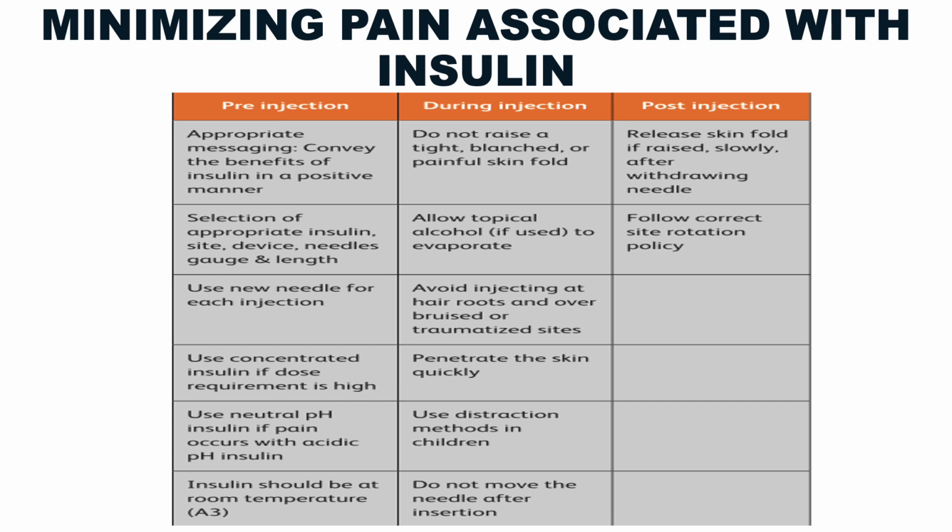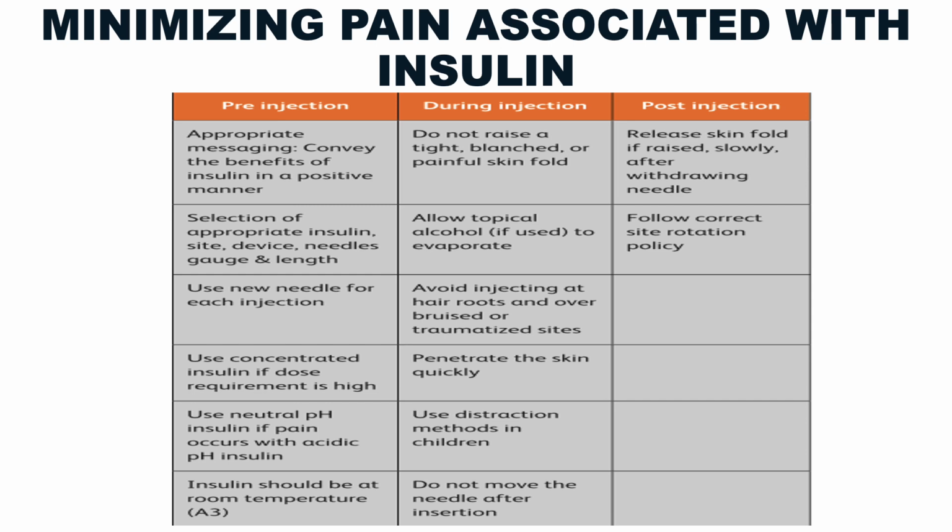In pre-injection, appropriate messaging, that is, convey the benefits of insulin in a positive manner. Next is selection of appropriate insulin, site, device, needle's gauge and length. Use new needle for each injection. Use concentrated insulin if the dose requirement is high. Use neutral pH insulin if pain occurs with acidic pH insulin. And insulin should be at room temperature prior to administering.